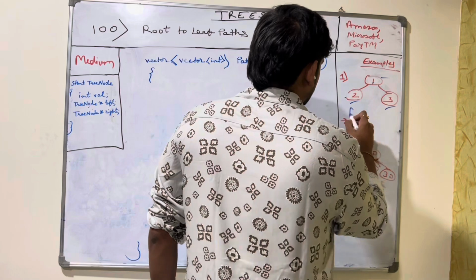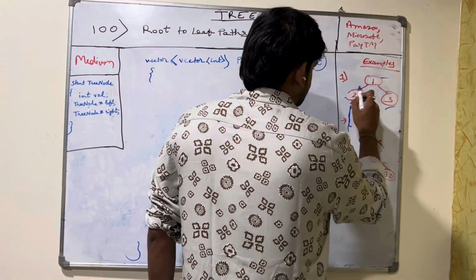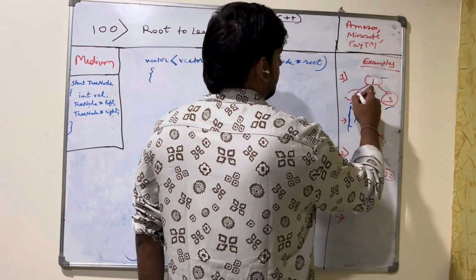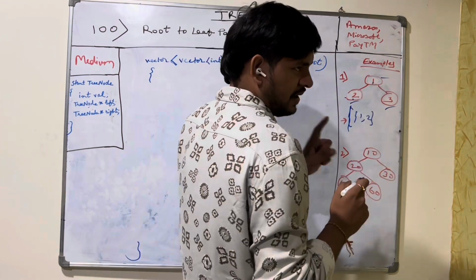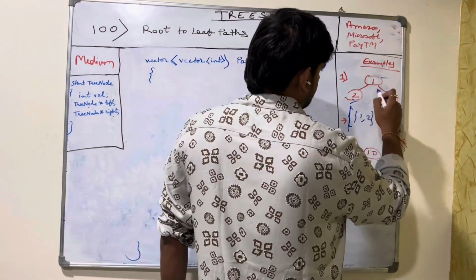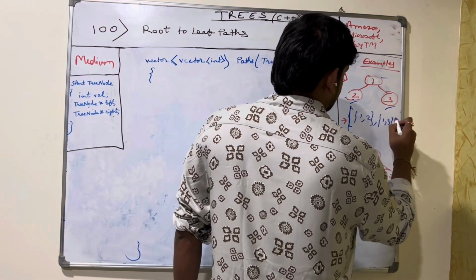So you can see that we have 1, 2 as a path to reach 2. There is no other path for reaching 2. Obviously, there will be only one path to reach the leaf node. So 1, 2 is the path and there is another leaf node 3. So for 3, 1, 3 is the path. So this would be our answer.